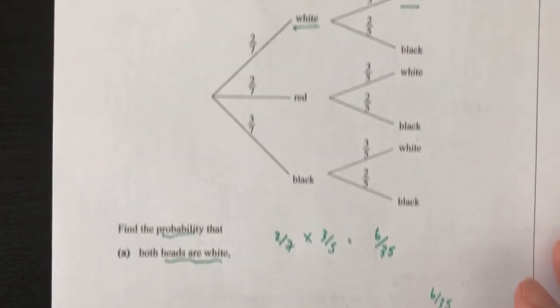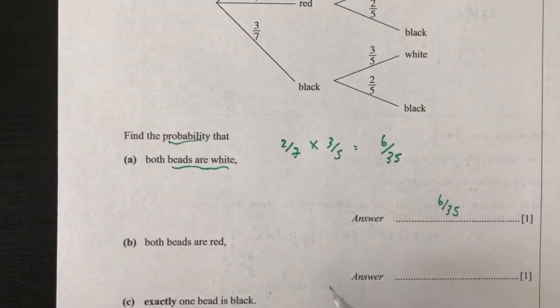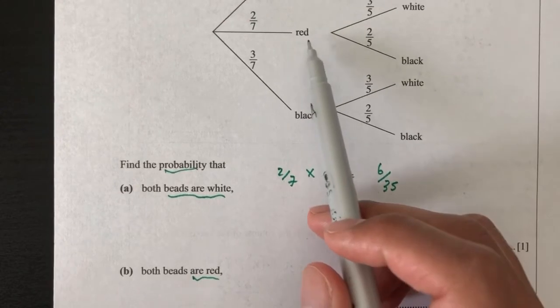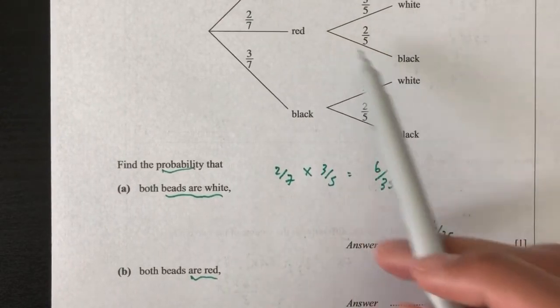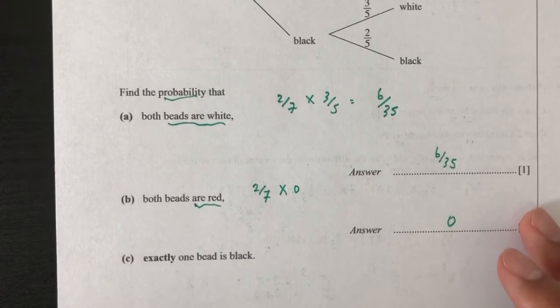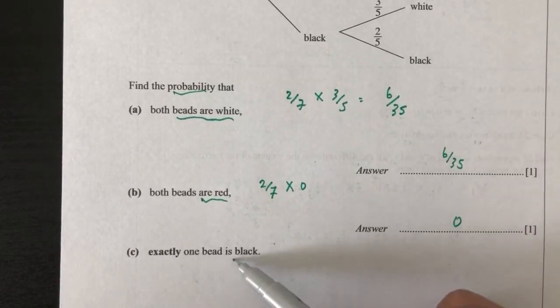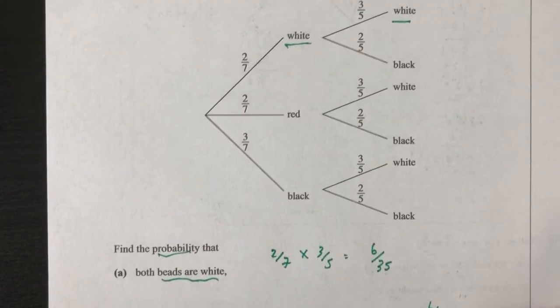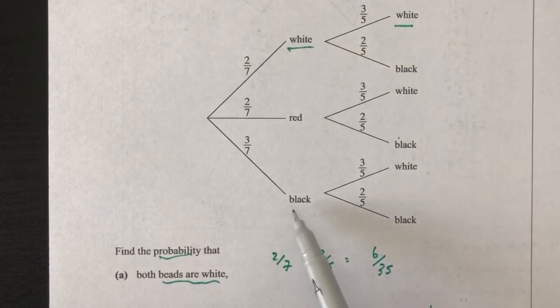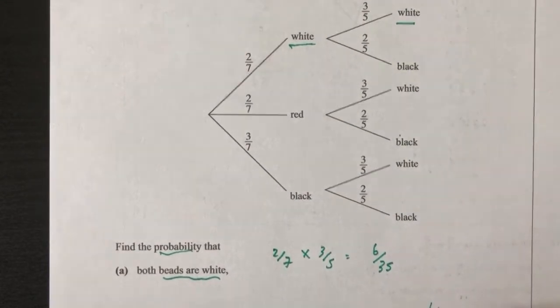Now for part B, both beads are red. So red and red. We don't have the option, so it cannot be red. The first one is 2 over 7, times 0. That will be 0. And the last one is exactly one bead is black. So we can have white and black, we can have red and black, or black and white.